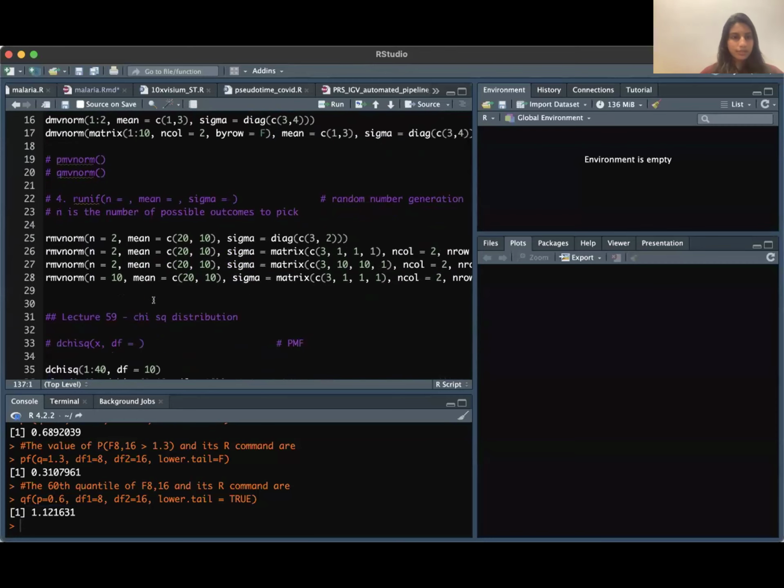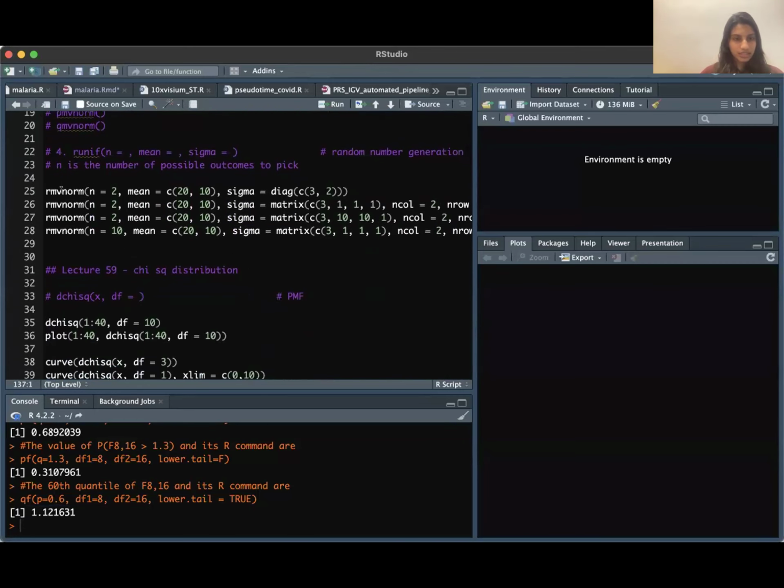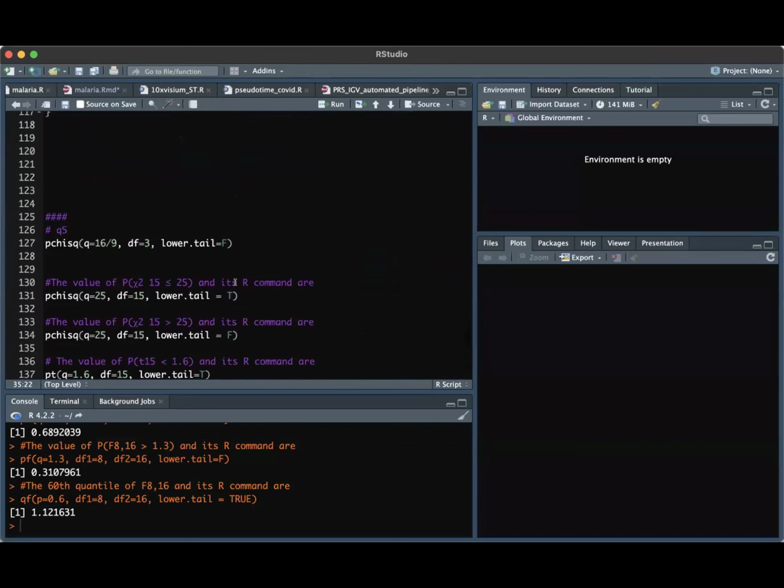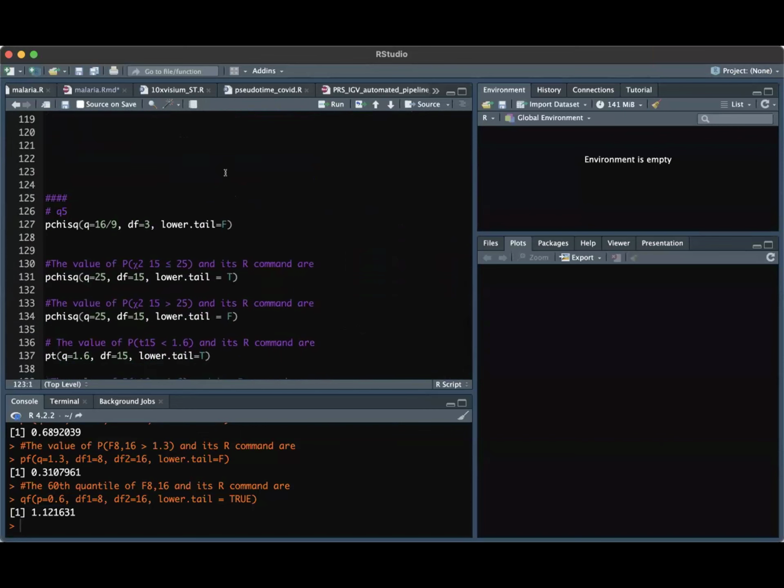Yeah, is that fine? Do you want me to go through these everything as well? No, madam. Okay, next problems. After these R commands, there are some other problems. 15 and 15 also is there.